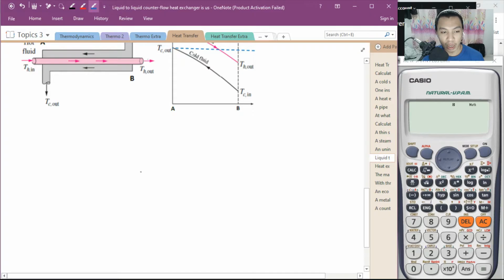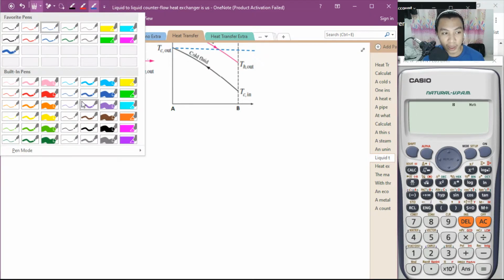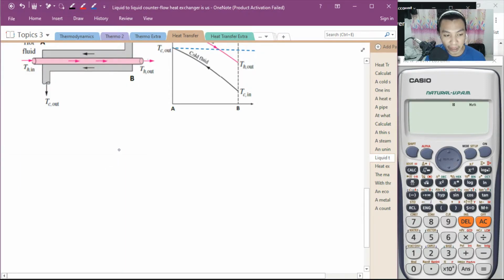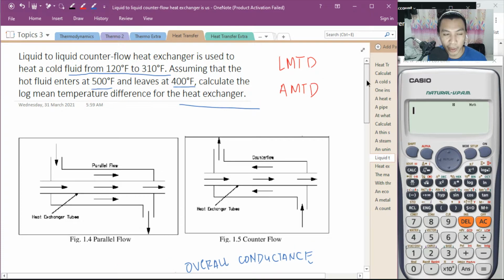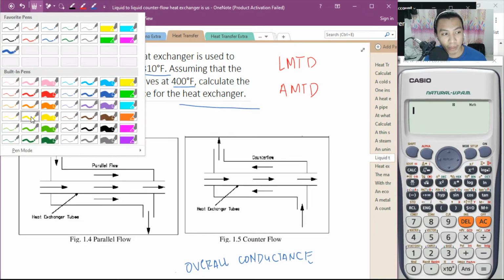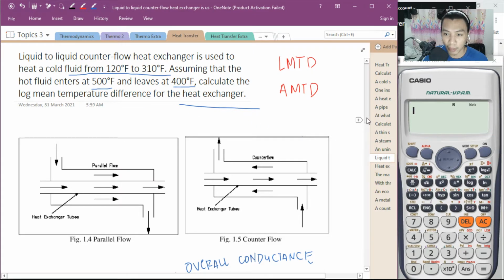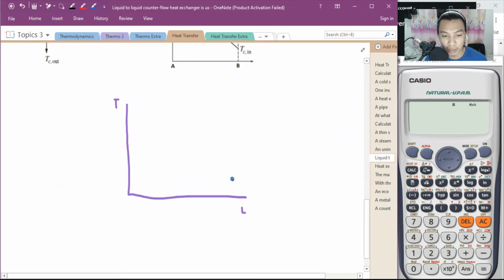Ayan. So, maglagay tayo ng diagram. Mas maganda, nagdo-drawing tayo ng diagram. So, gusto ko violet. Ayan. So, this is your temperature. This is the length of your flow. And ang ibig sabihin, meron tayong cross flow. Okay, 120 degrees Fahrenheit. Yun ang mauuna. So, from cold to hot. Mas gusto ko yung cold, that is in blue, to hot. 120 to 310. From here, 120 degrees Fahrenheit to 310 degrees Fahrenheit.